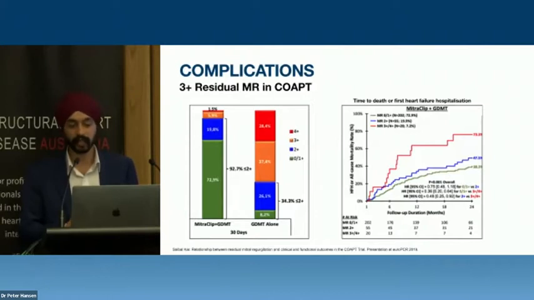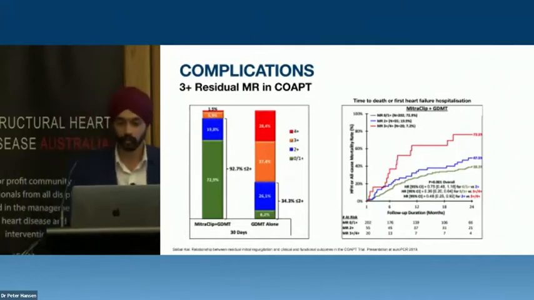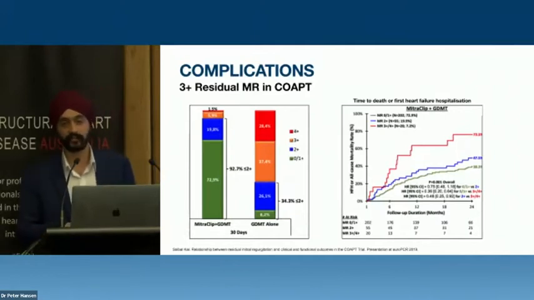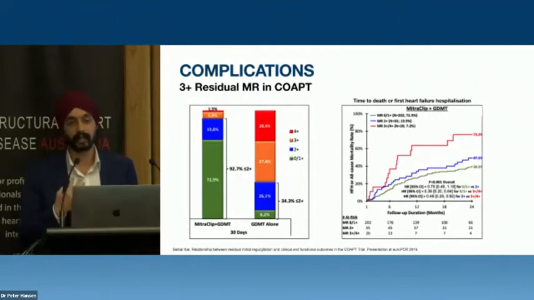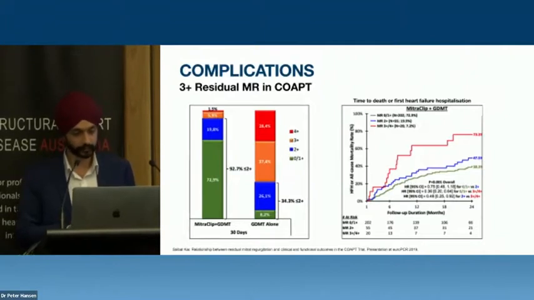And what does that mean? Well, if we look at the trial, although the patient numbers in the 3+, 4+ group are reassuringly low, we can see that outcomes are significantly worse in those patients. So the time to death or heart failure hospitalization is significantly worse in patients who have got 3+ or 4+ mitral regurgitation at the end of the case, which just reinforces the importance of ensuring that adequate treatment of the mitral regurgitation is done at the time of the case.